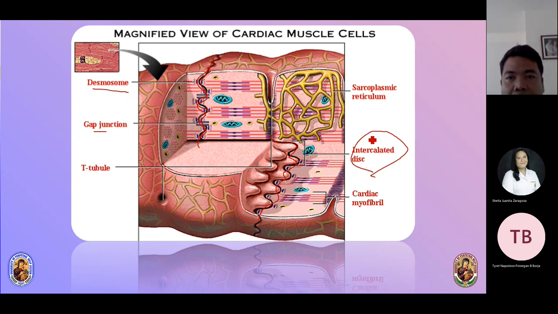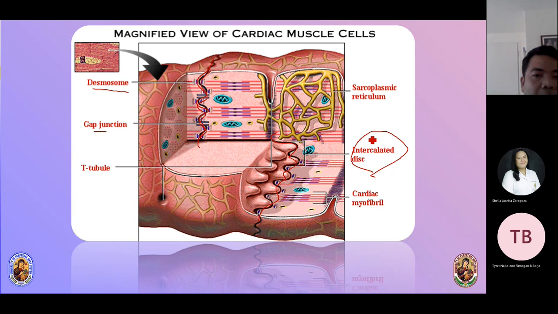So that when the heart contracts, all of the cells contract simultaneously as one. Hindi yung may nauuna, may nahuhuli. Ang resulta nun, magiging mahina yung contraction. And if that happens, the heart will not be effective as a pump. So, ganun kavital yung ating gap junctions.